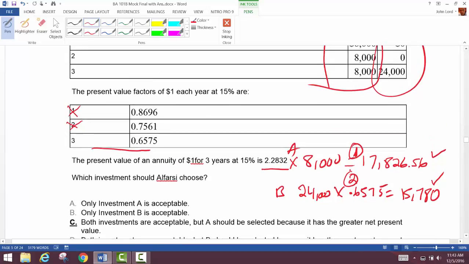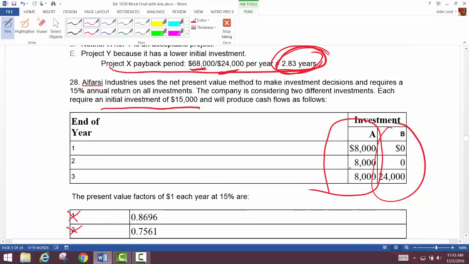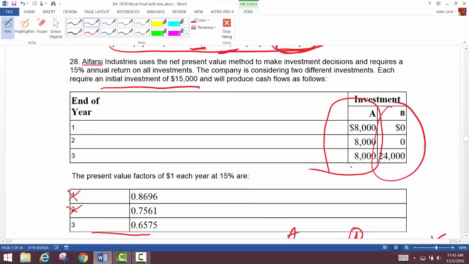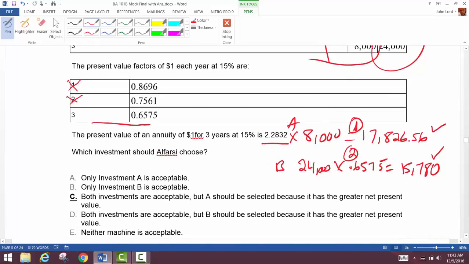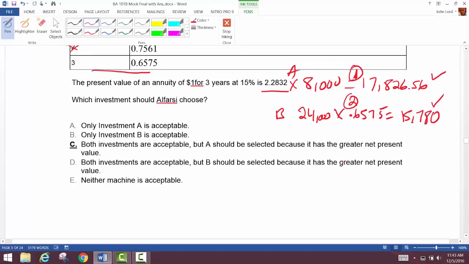Oh, what do they tell us? They only can choose one? I guess they can only choose one. They say which investment should they choose, and assuming they can only choose one, they should choose A. They didn't really make that very clear, but that's what they wanted you to think. Okay. A is better because it has a higher net present value, right?